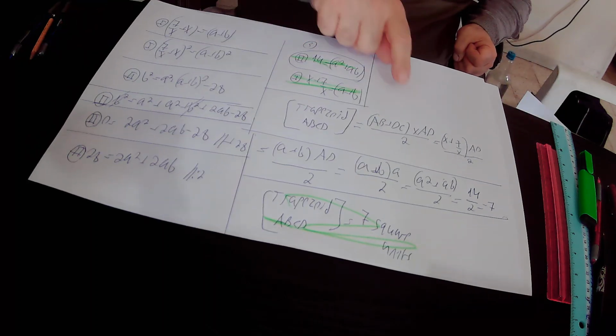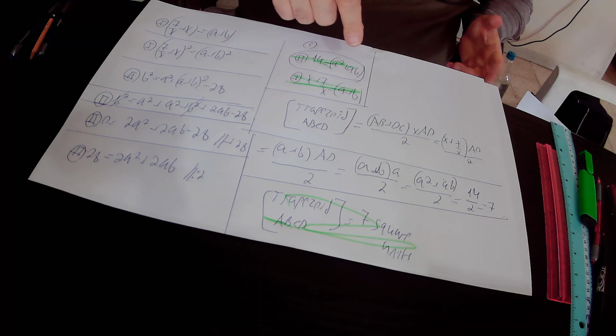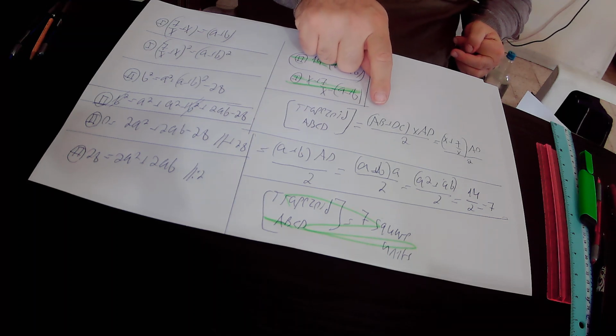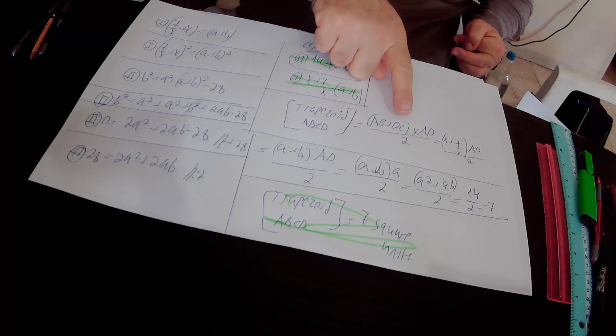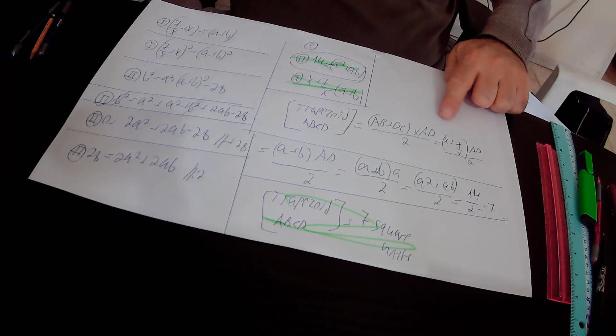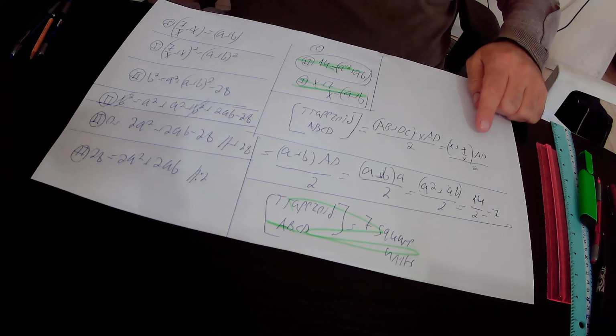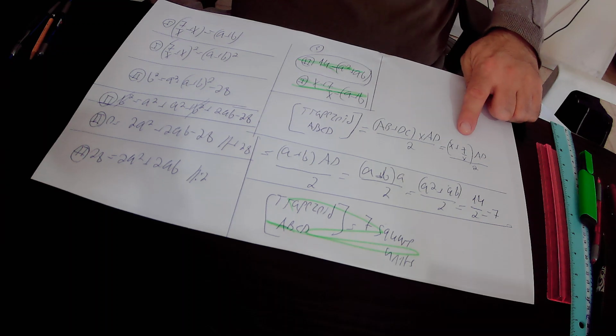So the height is AD, so in total, the area of trapezoid ABCD equals the sum of its two bases, that is AB plus DC, times the height, that is AD, over 2. AB is x, DC is 7 over x, times AD over 2. So the area of trapezoid ABCD equals x plus 7 over x times AD over 2. But x plus 7 over x, according to equation 1, equals a plus b.